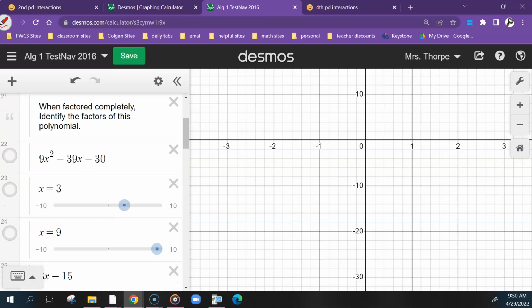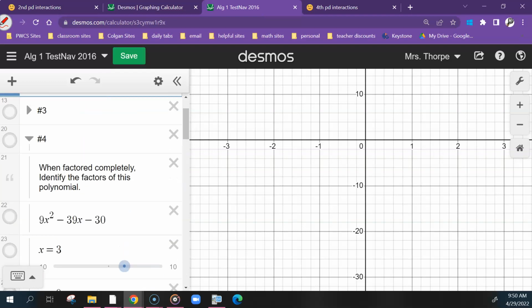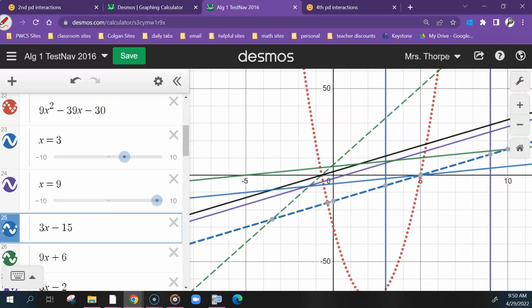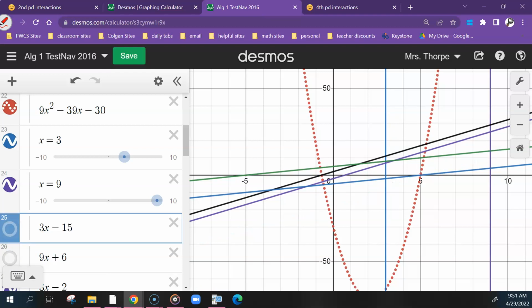For number 4, it's talking about factors. So you could factor that completely and see which one matches algebraically. Let's see which one. We're going to eliminate some of them. This one, the red dotted, is your original. That's your quadratic. Anything that is not completely factored, like 3x minus 15, 9x plus 6, those are not prime factors. We could still factor something else, so we can get rid of those, because those would not be answers.